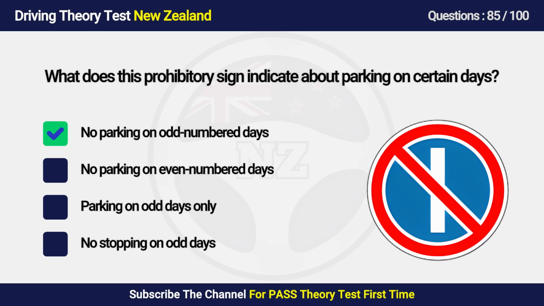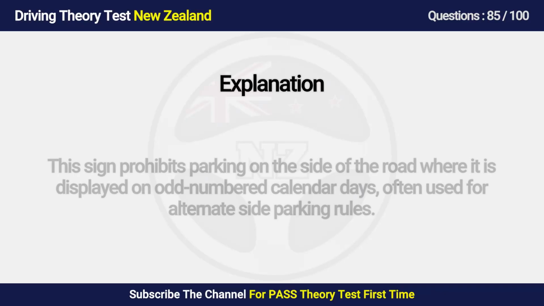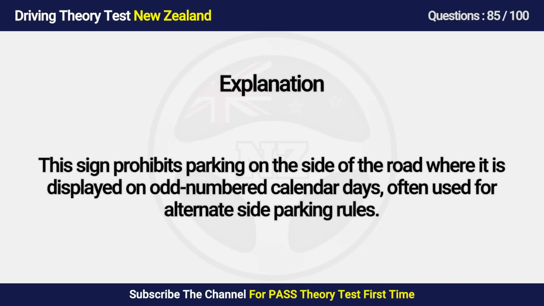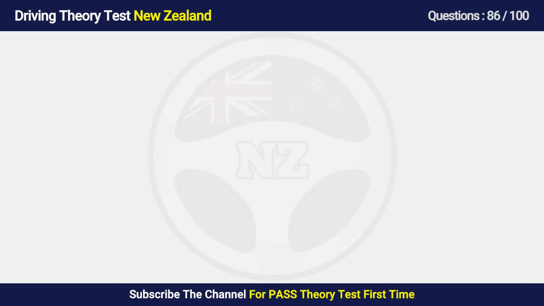Answer is A. No parking on odd days. This sign prohibits parking on the side of the road where it is displayed on certain calendar days, often used for alternate side parking rules. Question 86.